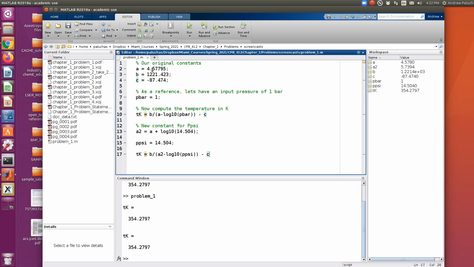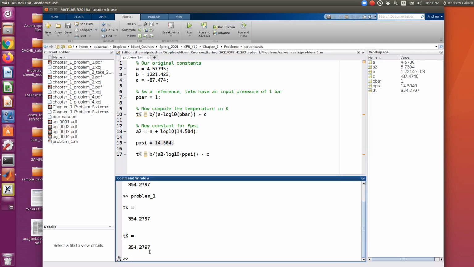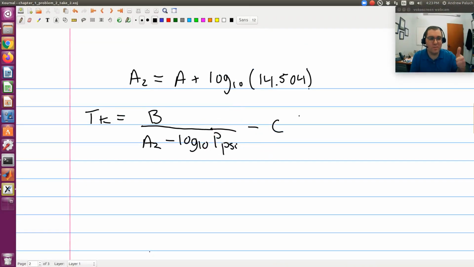So this constant A2 is correct. All I've done is define this new constant A2, which gives me a new updated Antoine equation that uses A2 instead of A, and an input pressure in PSI rather than pressure in bars. Rather than giving an input of 1 bar, I give an input of 14.504, which is the equivalent of 1 bar, just to confirm that I'm still getting the same temperature. So first part, things are working right. Good.